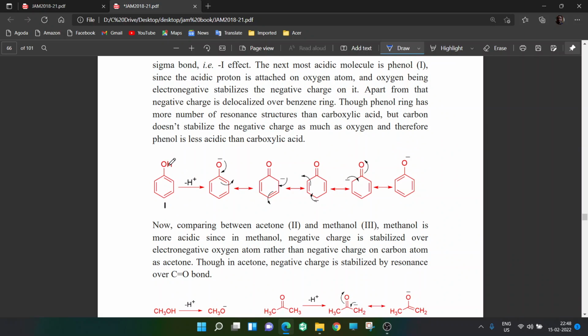If you look at phenol, it has more delocalization. If you remove the proton, you get a negative charge. This comes here, you get negative on the ortho position, then negative on the para position, and again on the other ortho position. In carboxylic acid only two oxygens were delocalizing, but here one oxygen and 3 carbons are delocalizing. So you may think phenol is more acidic, but that's not the case. Carbon's electronegativity is nowhere comparable to that of oxygen. Even one oxygen will stabilize negative charge much more than these 3 carbon atoms together. So this will be second, after acetic acid.